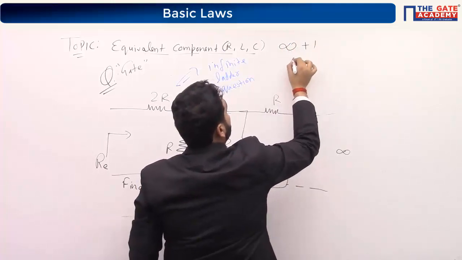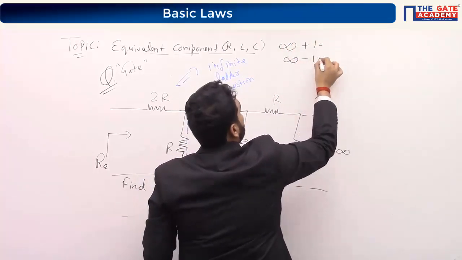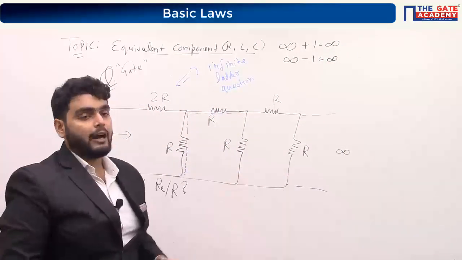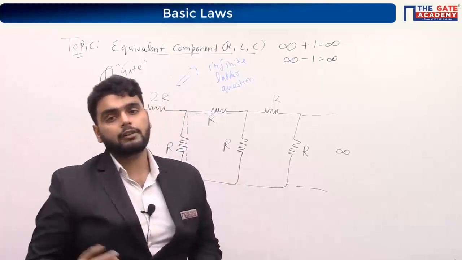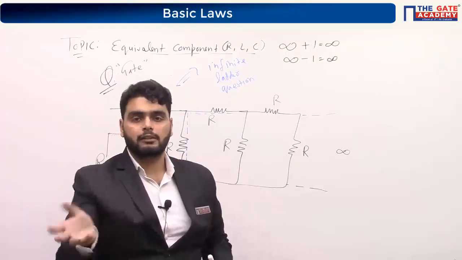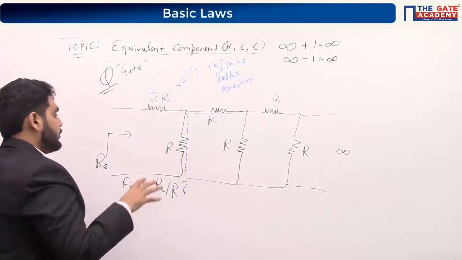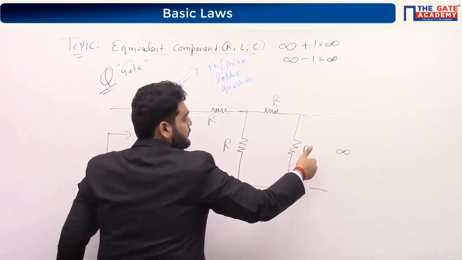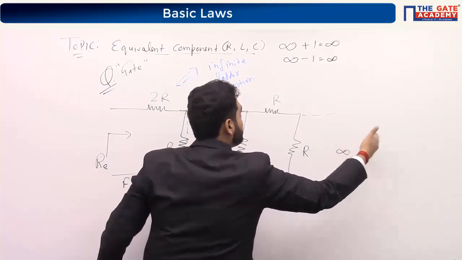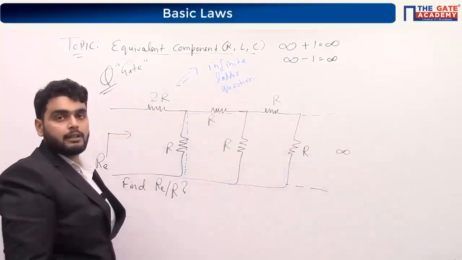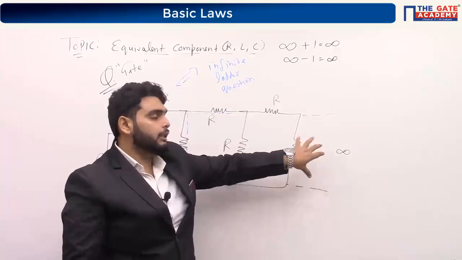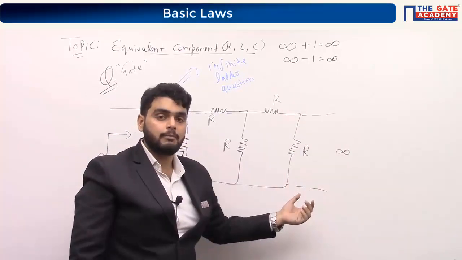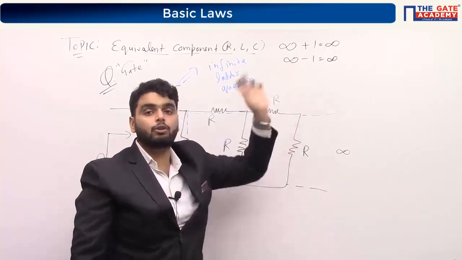Infinity plus 1 or infinity minus 1, both will give you the answer of infinity. If I add one number to infinity or subtract 1 from infinity, you will get the same answer, infinity. So why am I saying this? If I am adding one more resistance branch in an infinite network, the network will be the same. Or if I am removing one branch from this infinite network, the network will again be the same, because infinity plus 1 and minus 1 give you infinity.